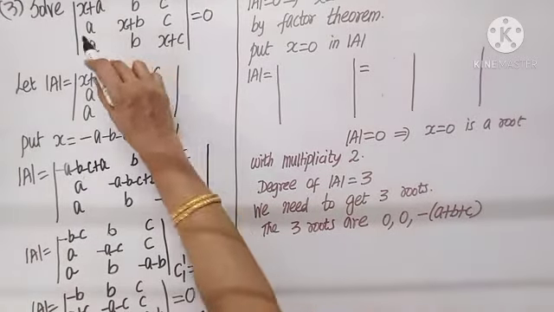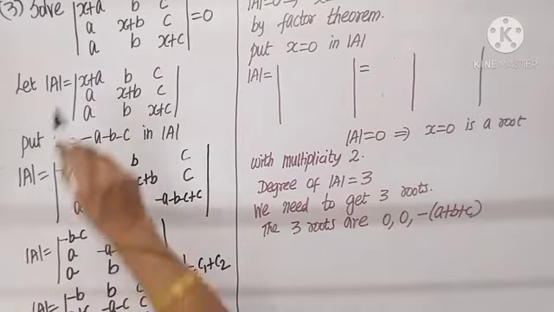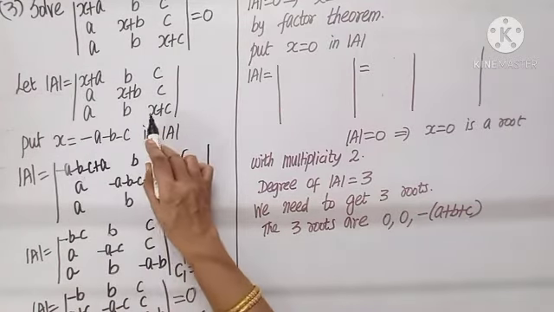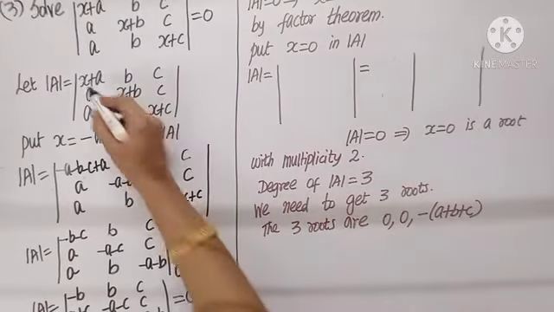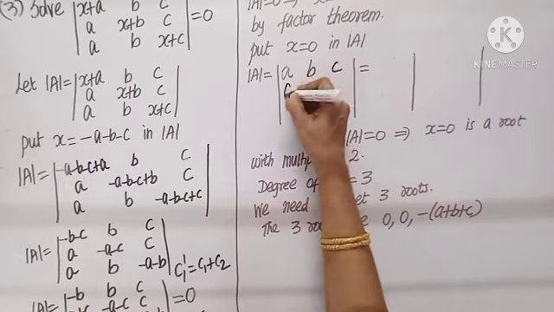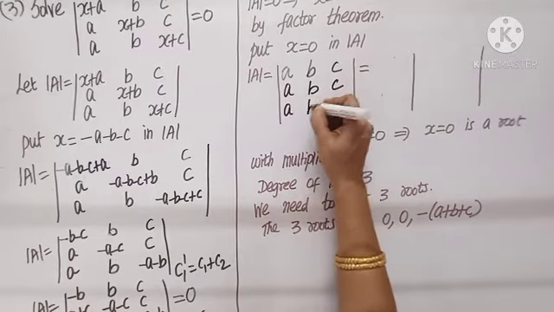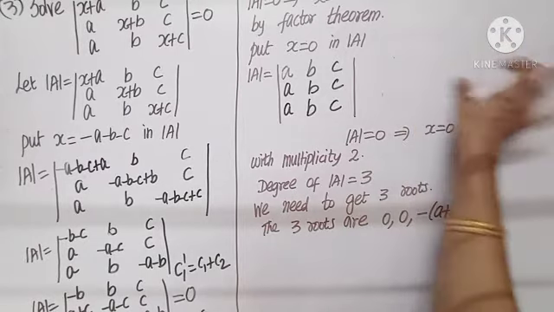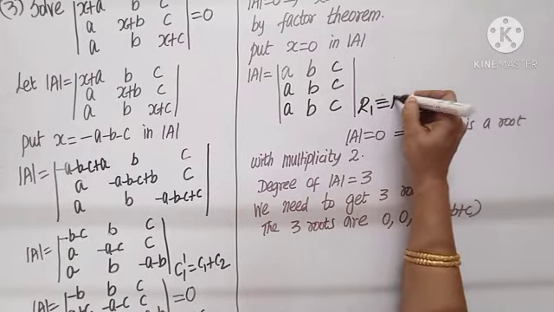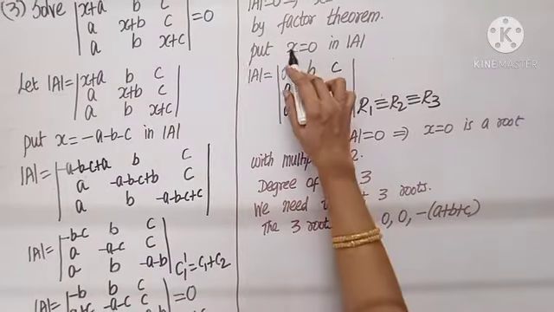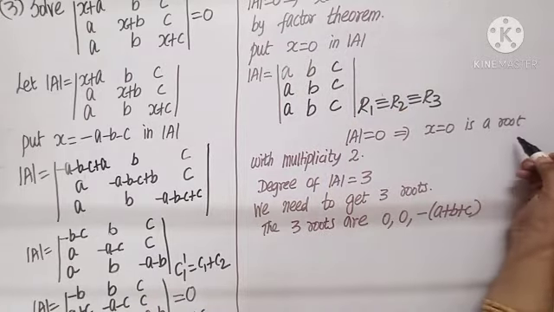The next idea: check in another way I can guess the root. In the given problem, if I remove x, a, b, c, again we easily get the proportional idea. So wherever x is coming, let us put 0. If I put x equal to 0 in the determinant, I get a, b, c in every row. As I check, 3 rows are identical. I can easily say R1 identical to R2 identical to R3. Therefore, x is equal to 0 is a root with multiplicity 2.